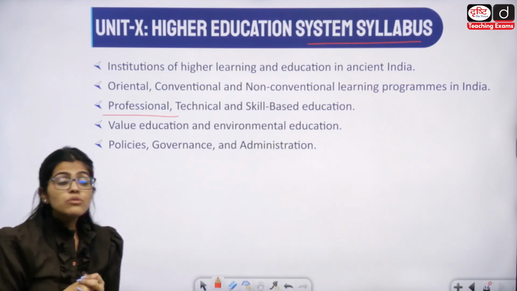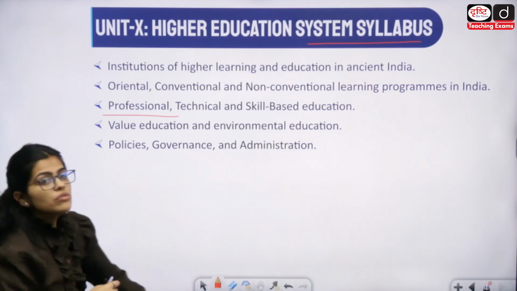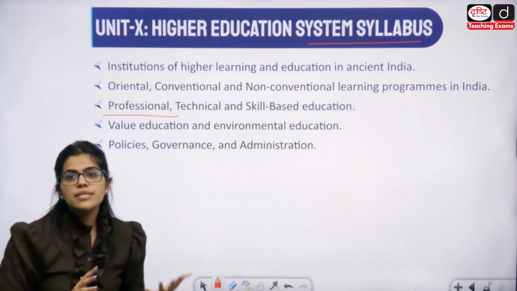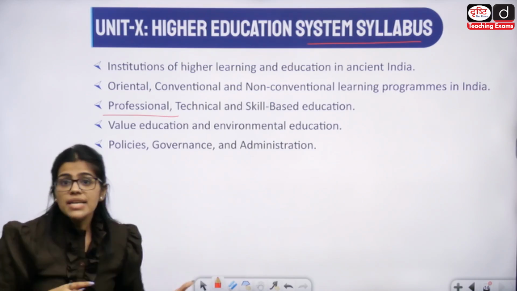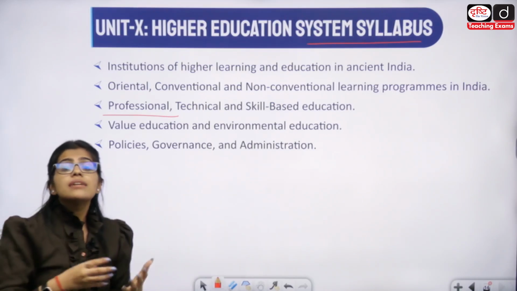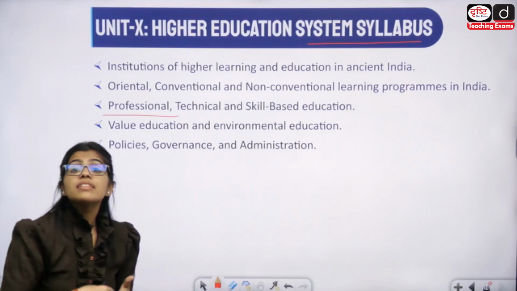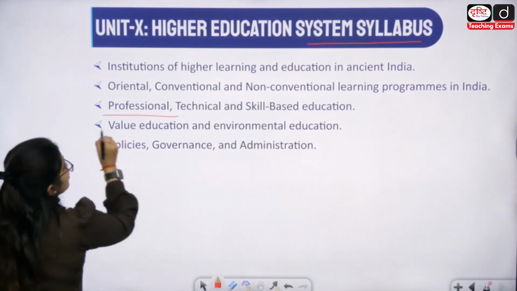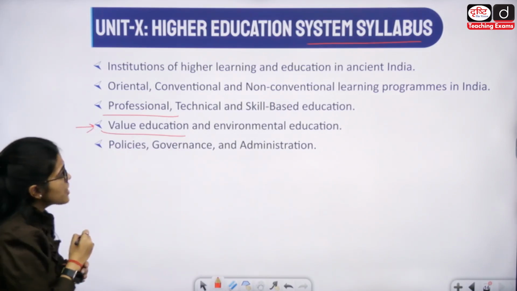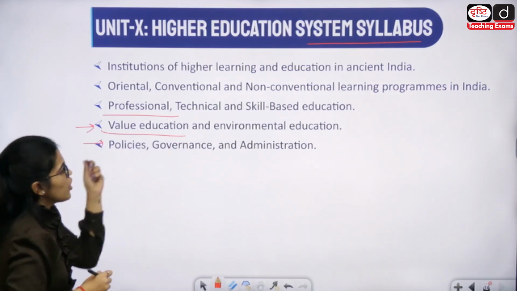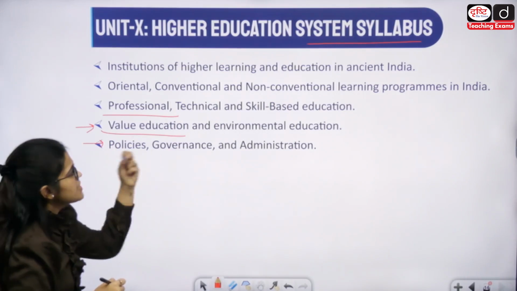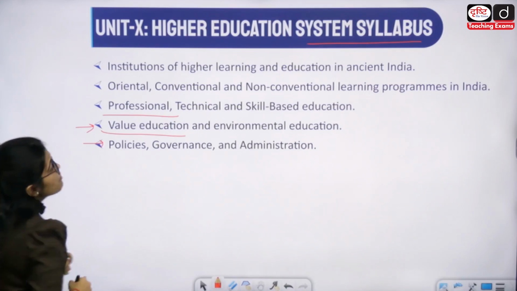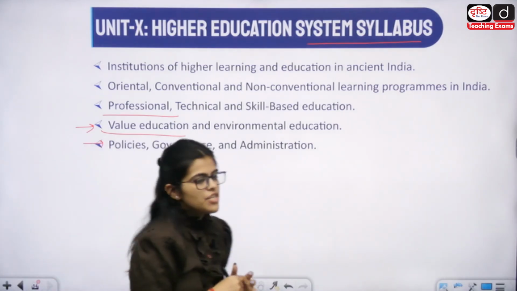Also, in this unit, we will also talk about the pre-independence education structure, and after independence, what will happen? What are the committees that are there? How are the institutes being opened? What are the various types of universities? These are the things that are asked. We will also focus on value education, and we will study the policies related to governance and administration. So these are the few things that become very important from the examination point of view.